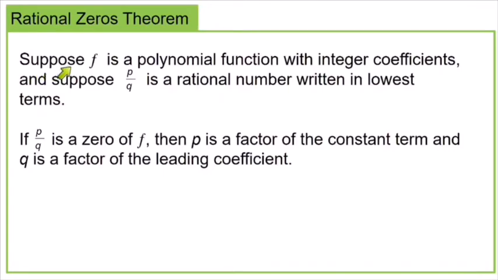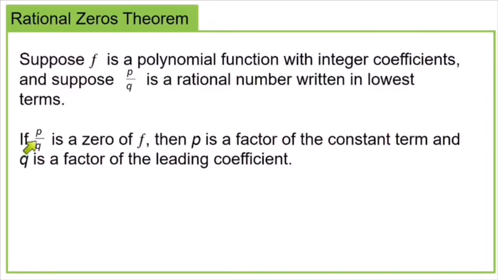So suppose f is a polynomial function with integer coefficients, and suppose that p over q is a rational number written in lowest terms. So p over q is a fraction and it can't be reduced. And so what we can say is that if p over q is a zero of f, then that means the p number is a factor of the constant term in the original function, and the q number is a factor of the coefficient for the leading term, or in other words, the first term in the polynomial.